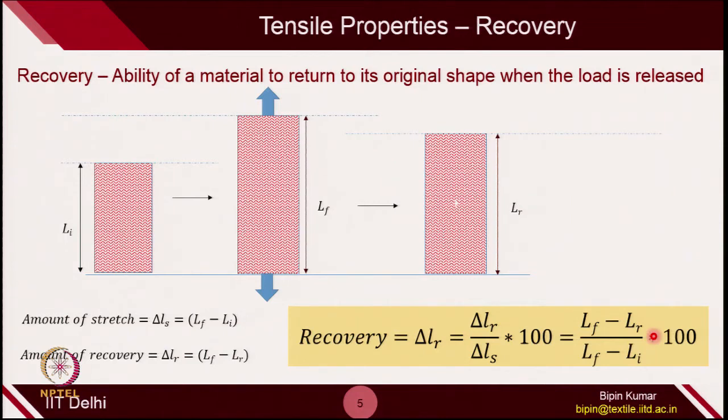This percentage, especially in case of knitted fabric, can go from 50 to 100. It will depend again on the material type, on the stitch type which is there in the structure, and other key variables which are related to fabric behavior.